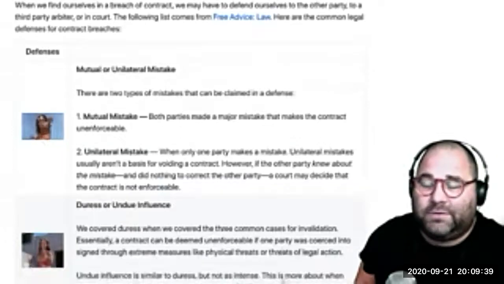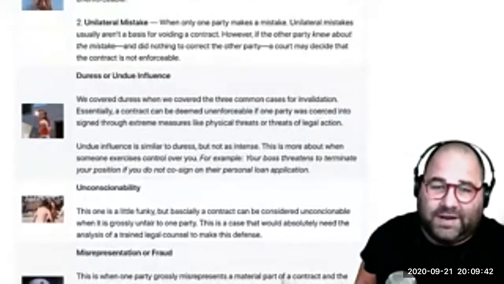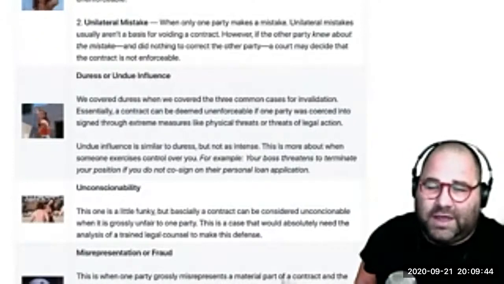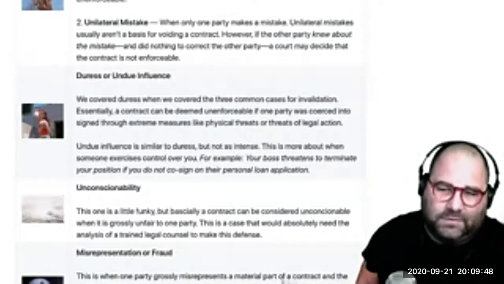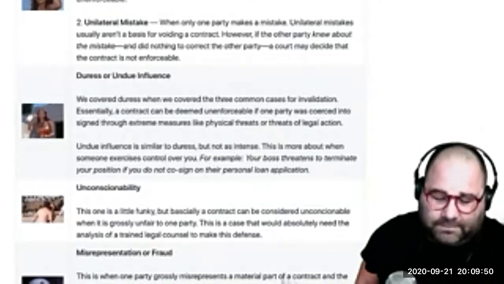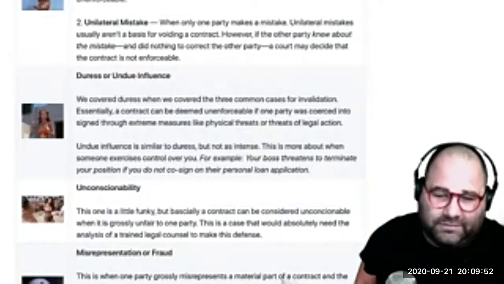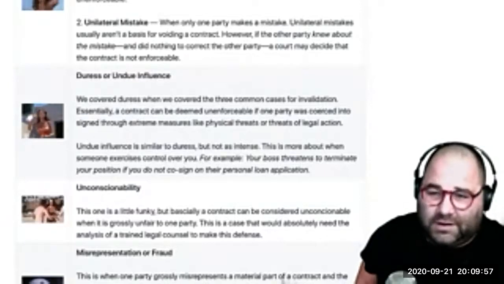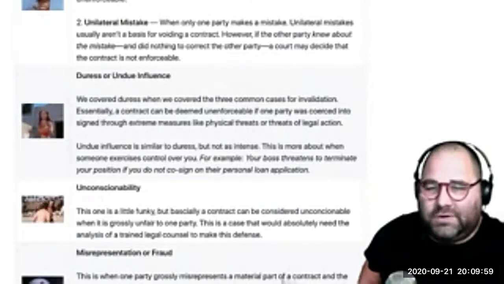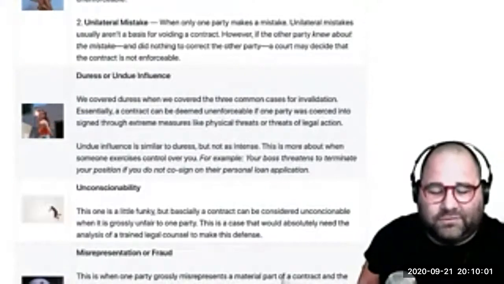Duress or undue influence. We talked about this with invalidation. Essentially, you can't coerce someone into signing a contract, and it's deemed invalidated. You can't physically threaten someone, or threaten to sue them if they won't sign the contract. And then undue influence is kind of the same as duress, but it's not as intense.